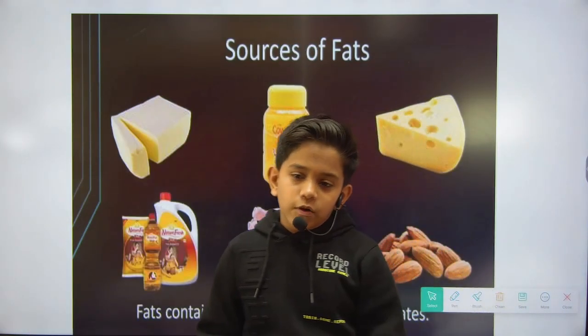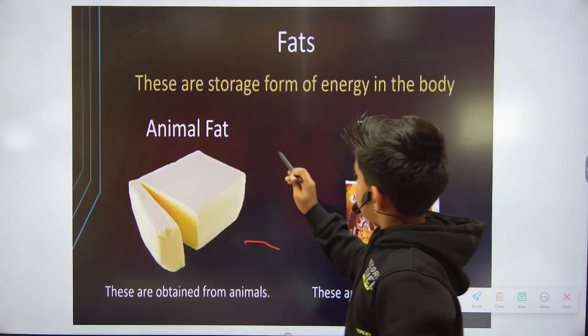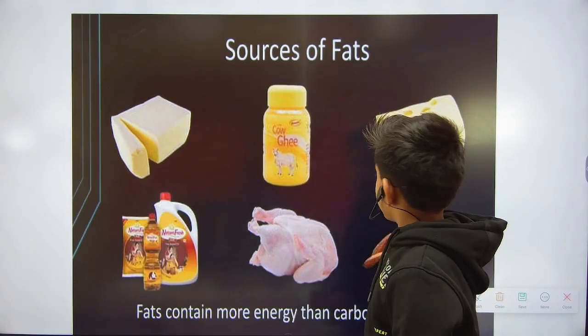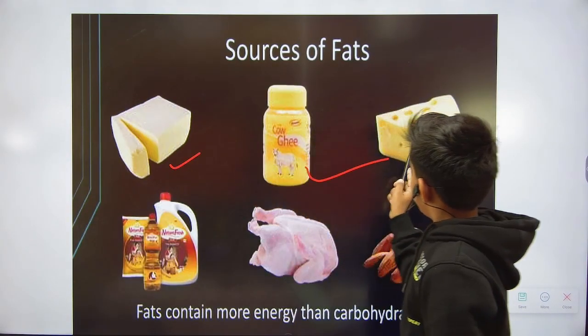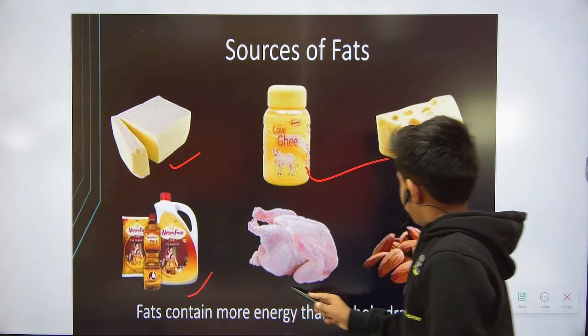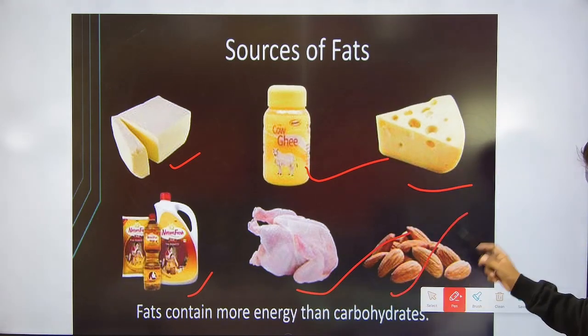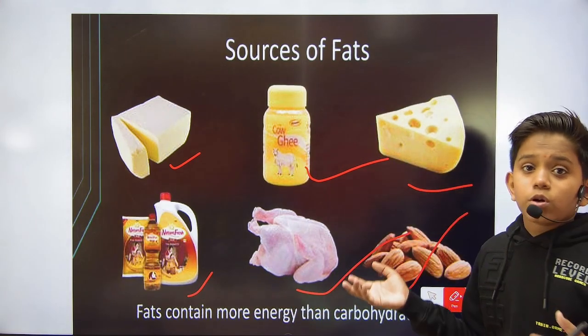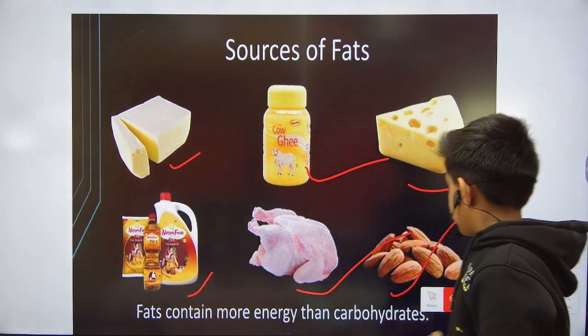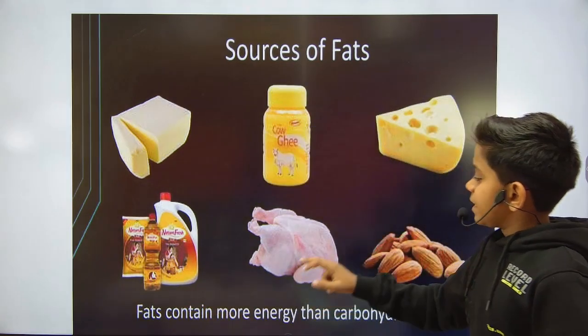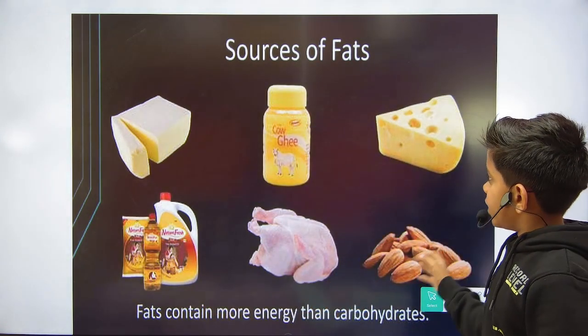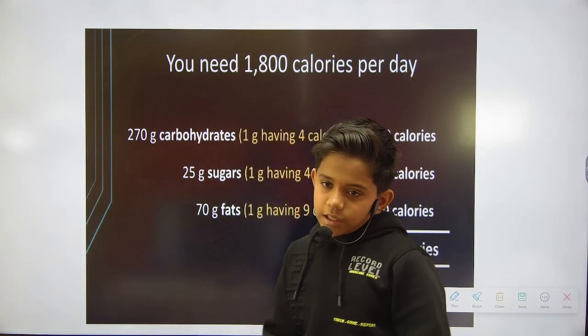What are the sources of the fat? First of all, cheese, ghee, butter, oil, meat, and some groundnuts. Groundnut oil is there, so it is also a source of fat. Fats contain more energy than carbohydrate, means they give more energy than the carbohydrate.